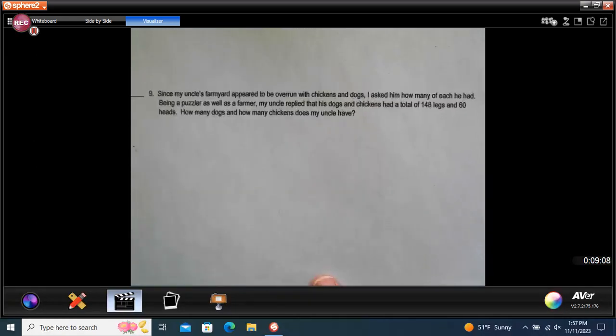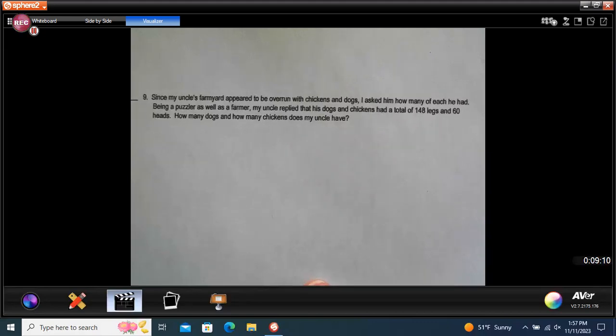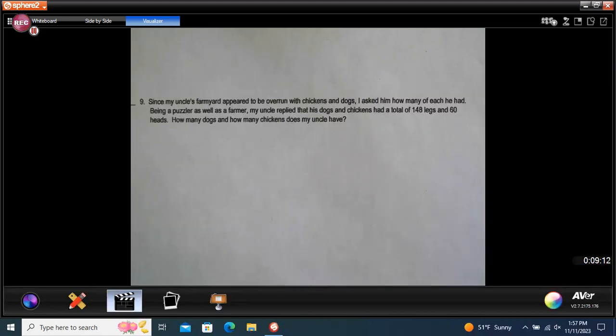Anyway, this is from an old algebra book, and it's always been one of my favorite problems, so over the years I've hung on to it. And since my uncle's farm appeared to be overrun with chickens and dogs, I asked how many of each he had. Being a puzzler as well as a farmer, my uncle replied that his dogs and chickens had a total of 148 legs and 60 heads. Okay, how many dogs and how many chickens does my uncle have?